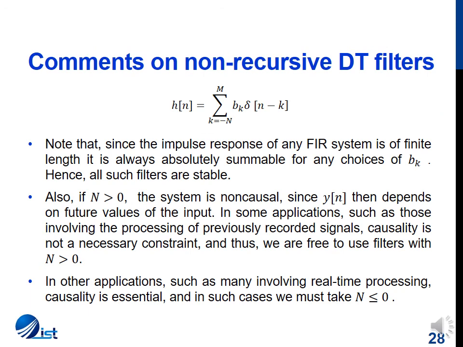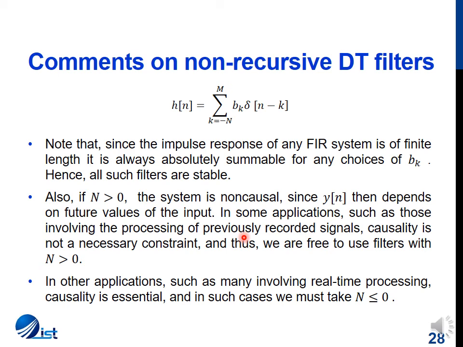Summarizing our discussion for non-recursive or FIR discrete time filters, we have seen that the impulse response of such a system is of finite length. Therefore, it is always absolutely summable for any choices of p k, and all such filters are stable. Also, if this value of n is greater than 0, which means k starts from negative values, then y of n, the output, will depend upon future values of the input. Such a system will be a non-causal system.